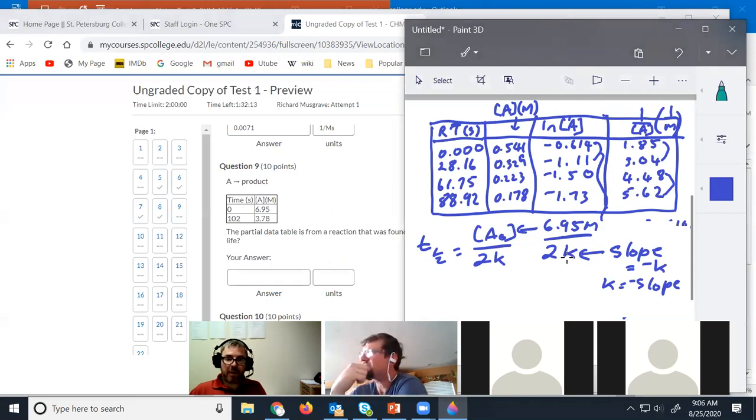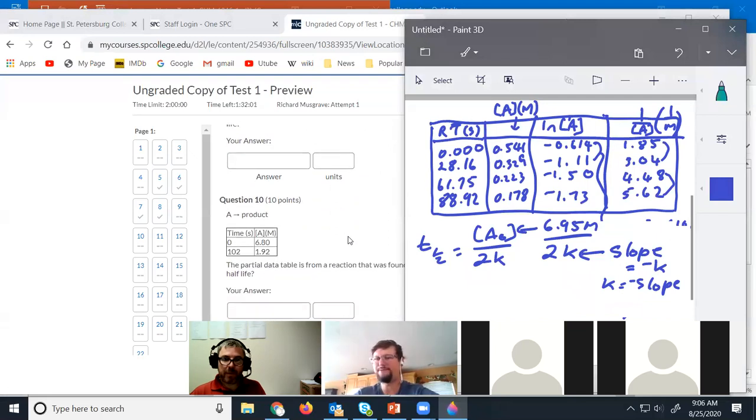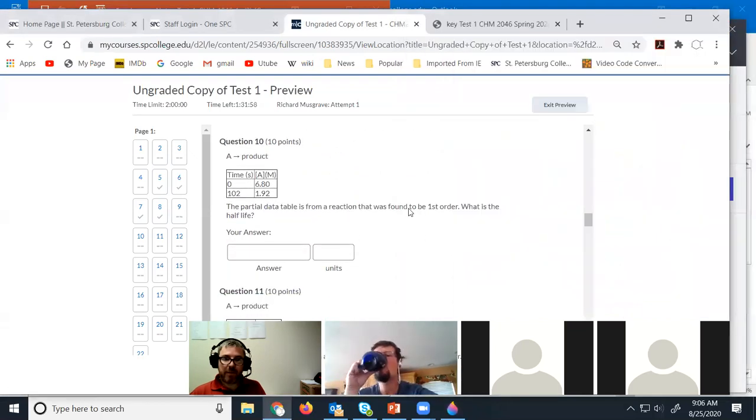Now, the unit for half-life is always going to be whatever time unit you're given here, so it'll be seconds in this instance. And that'll be the same for all the half-lives as far as that goes. For number 10, the partial data table is from a reaction found to be first order. What's the half-life?